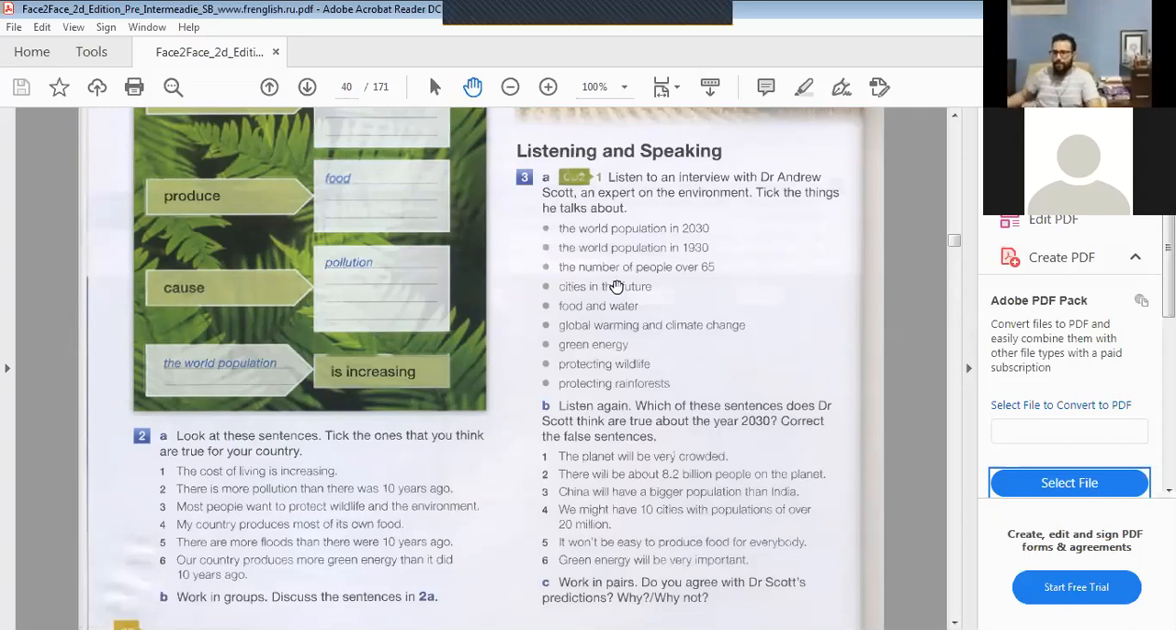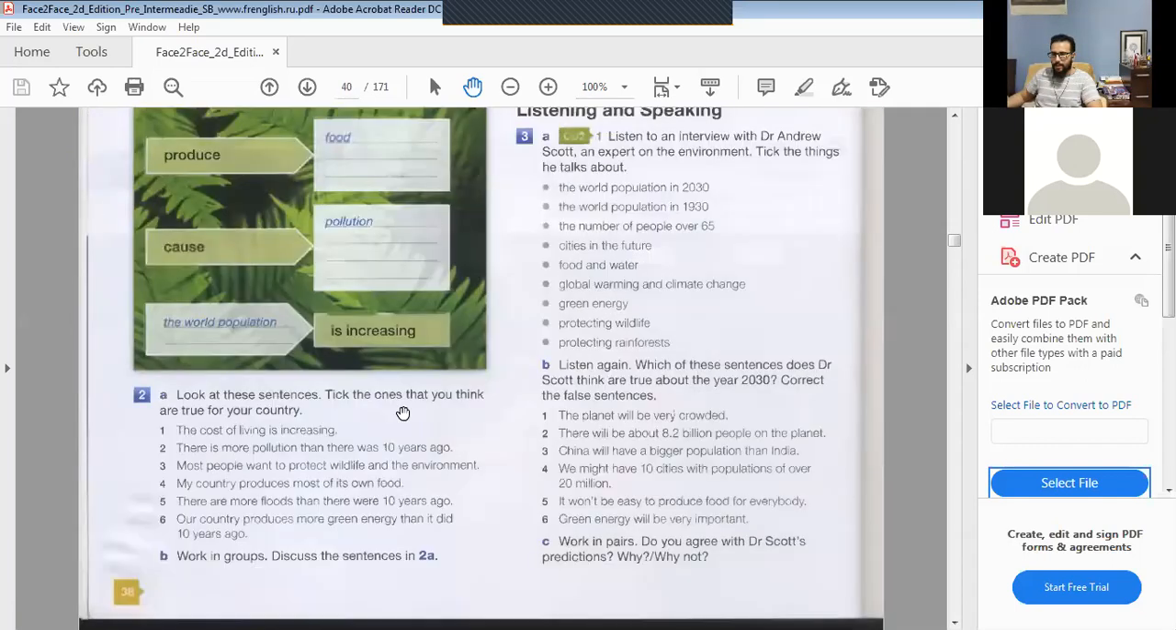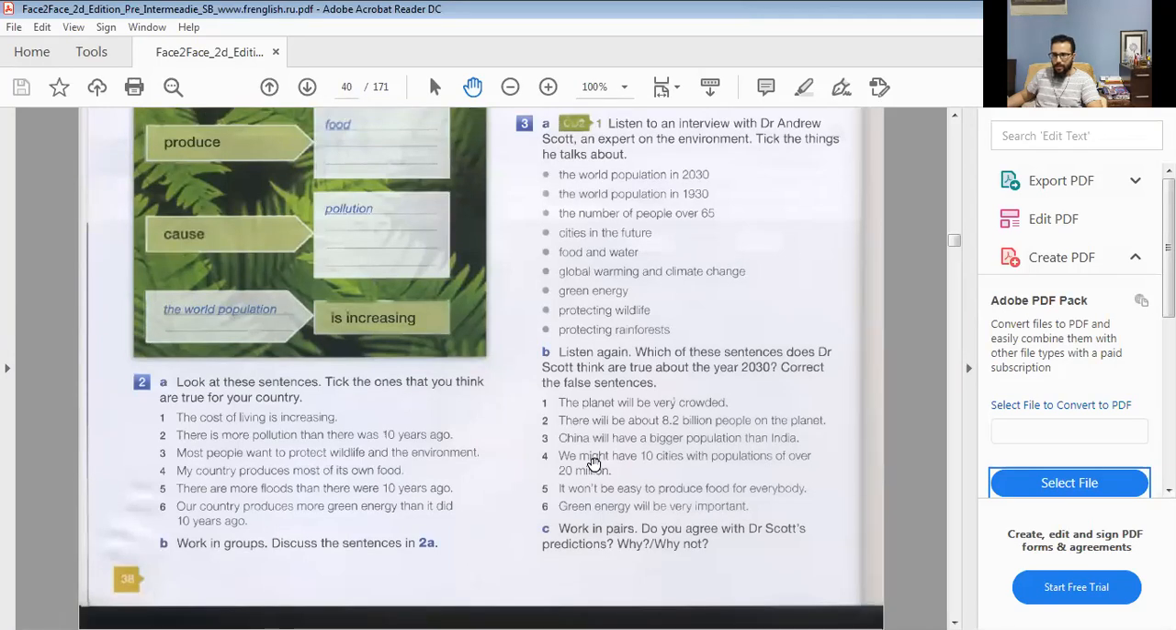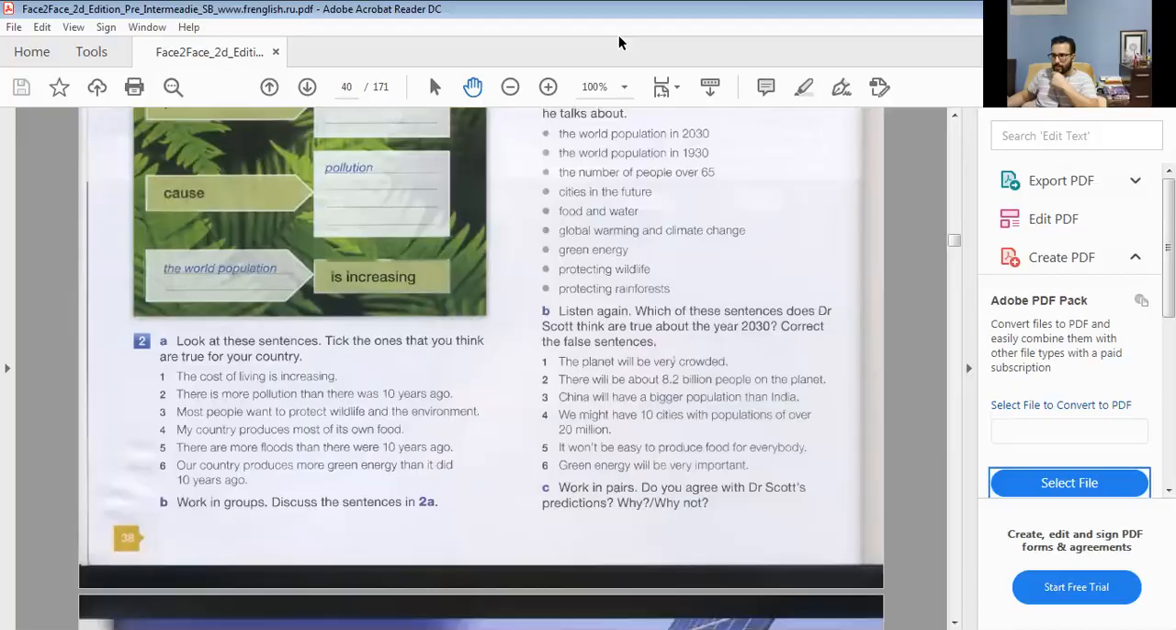All right. So we talked about this in our last lesson. We said that the world population is increasing, so is the cost of living.